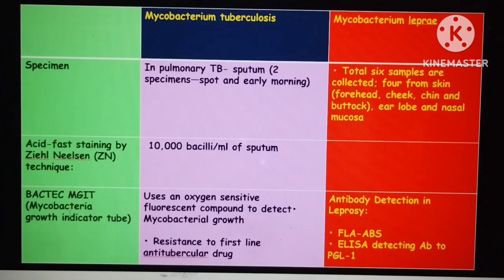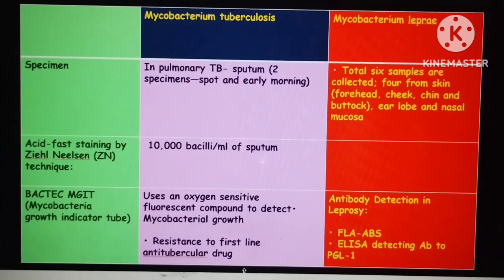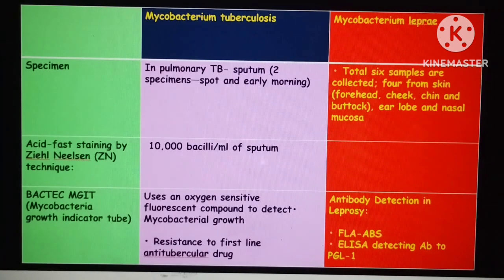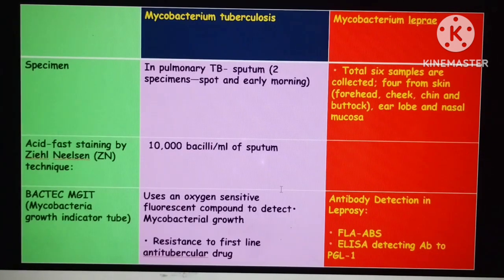So coming to BACTEC or MGIT, that is the mycobacterial growth indicator tube. What happens here is the tube is quenched with a fluorescent compound, and it contains oxygen. If bacteria are present, that is Mycobacterium tuberculosis, it will consume all the oxygen and the fluorescent compound will be emitted. In MGIT you can also find out the resistance to the first line drugs.